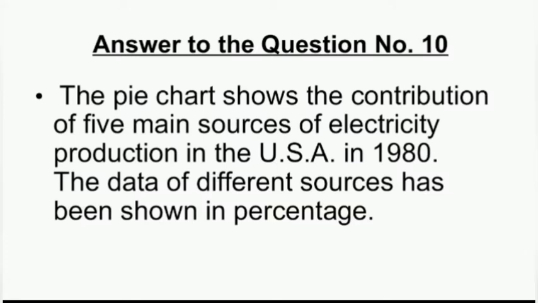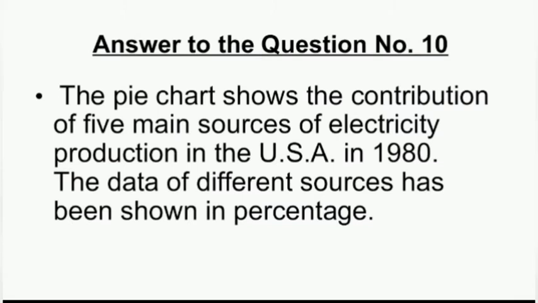My dear students, never forget to write the answer to the question number because it's very important for you. Write the question number on the top of your copy, and start your graph or pie chart description in this way. The pie chart shows the contribution of 5 main sources of electricity production in the USA in 1980. The data of different sources has been shown in percentage.